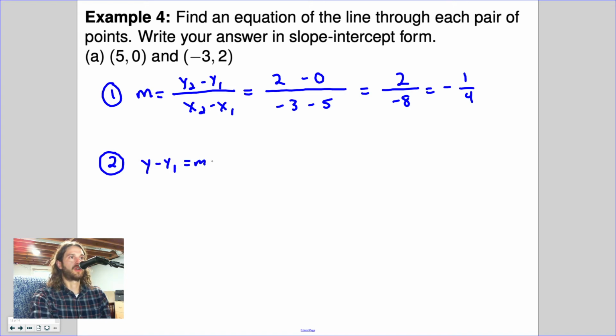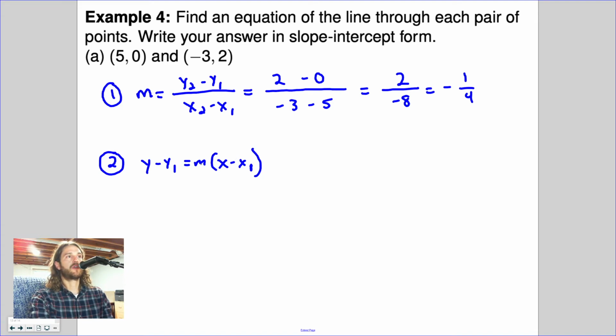Again, I'm going to write it one more time. Okay, so now we're going to plug information into point slope form to get our equation in slope-intercept form, because that's where we want to be. But first, we're going to start with this form and work our way there.